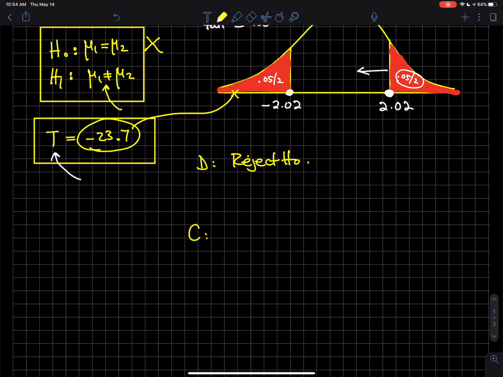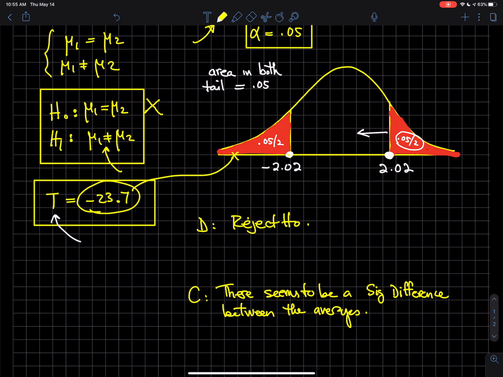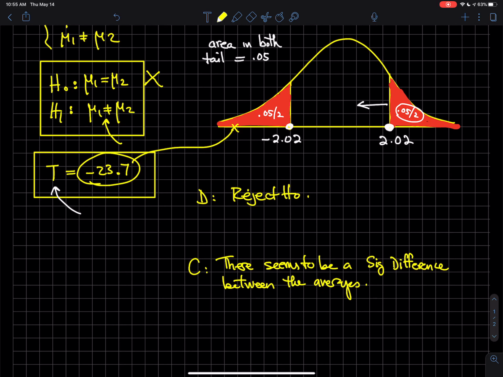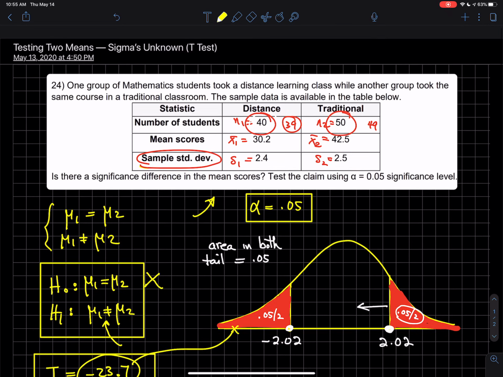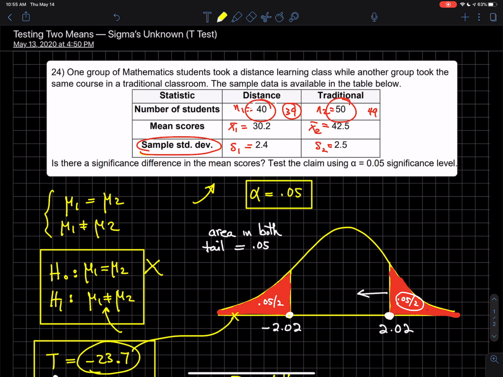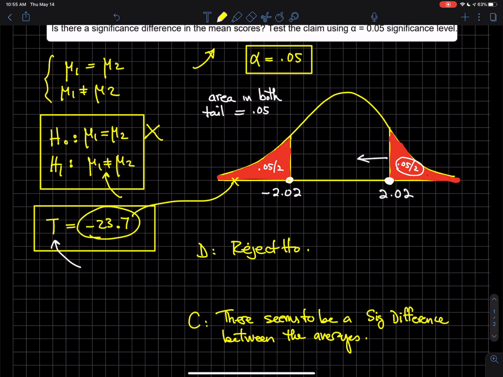So the proper conclusion is that there exists a difference between the two. The proper language is: there seems to be a significant difference between the averages, or the means. And that's it. That's the end of the four-step hypothesis testing procedure for when you're testing two means and sigma is unknown.